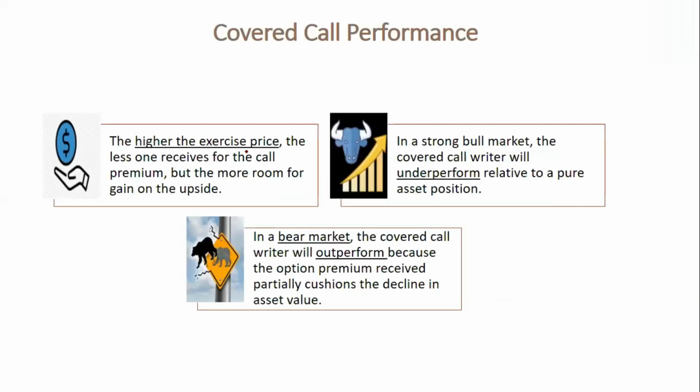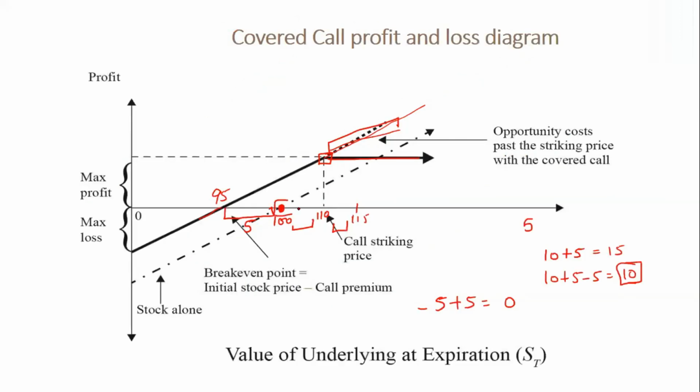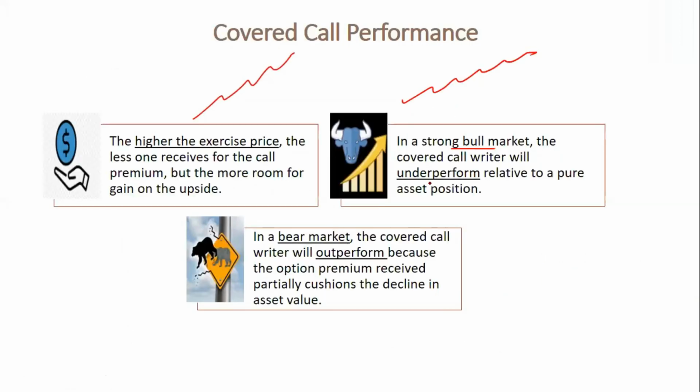So the higher the exercise price you choose, the less premium you are going to receive, but there will be more leeway for the upside. So this strategy is definitely not recommended in a strong bull market, because if you do this in a bull market where everything is going up, you are going to underperform rather than just holding the stock. So it's better to just hold the stock, do not sell the option. But in a bear market, the covered call writer will outperform. Why? Because you received an extra 5 dirham for your call premium.